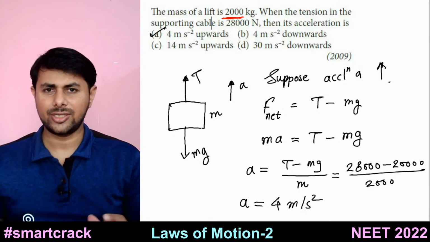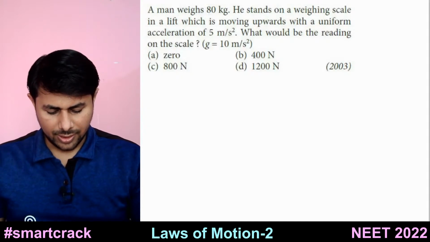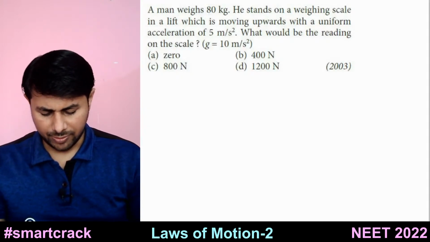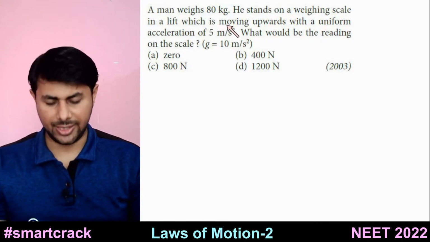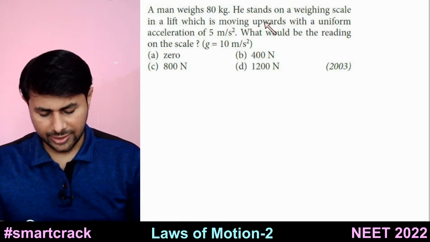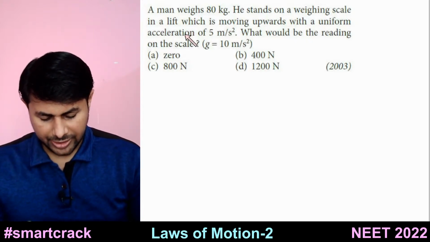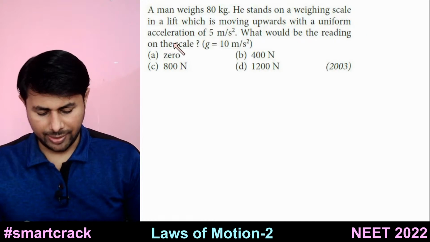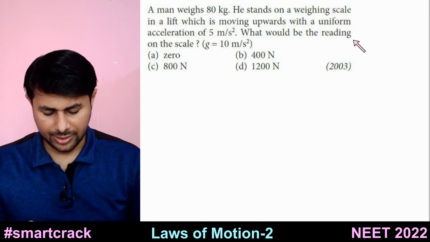Okay, so another simple problem this was. So let's move on to the next problem. Okay, a man weighs 80 kg. He stands on a weighing scale in a lift. Okay, another lift, which is moving upwards with a uniform acceleration of 5 meters per second squared. What would be the reading on the scale?